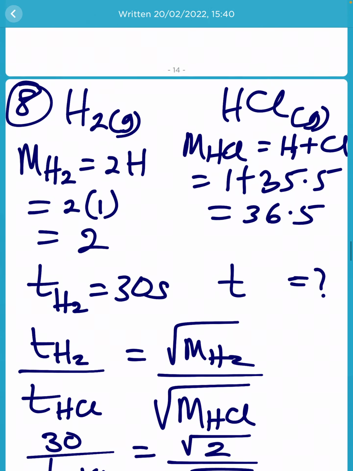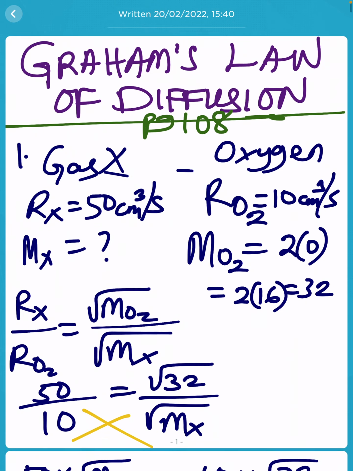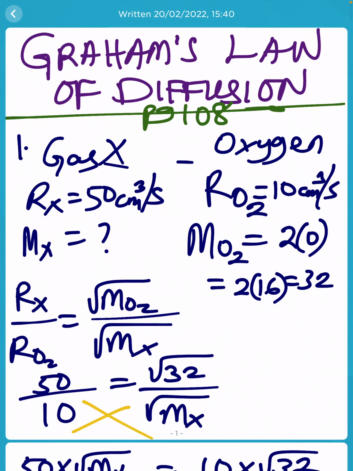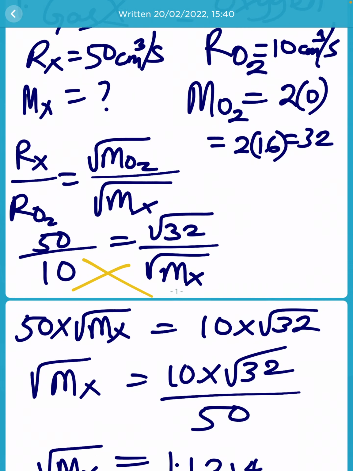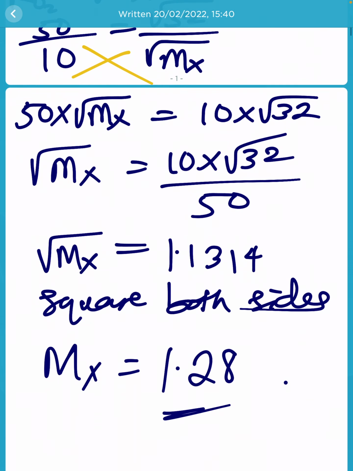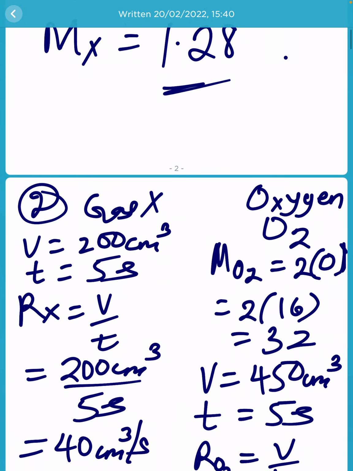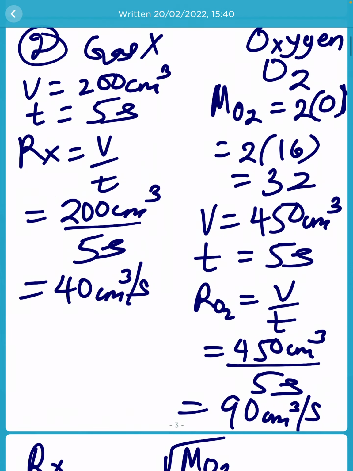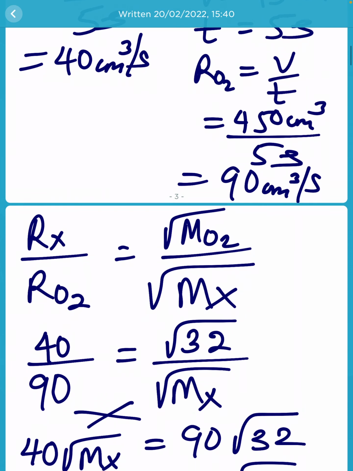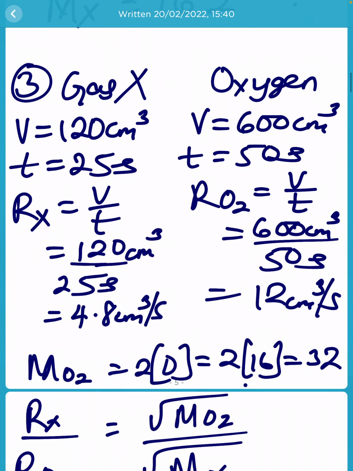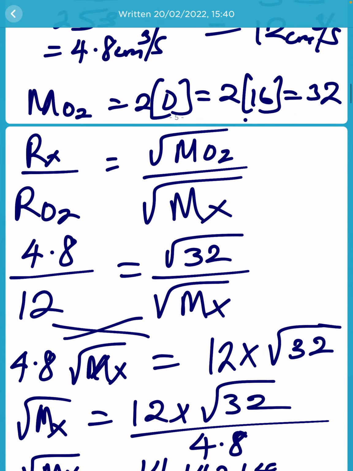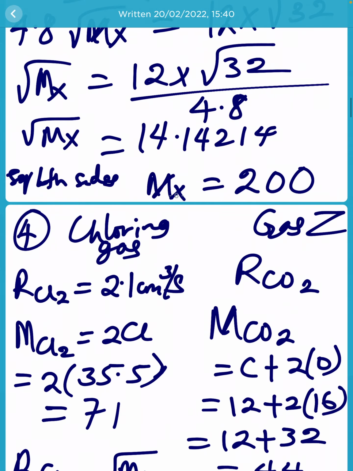Let me scroll again from number 1 to the end, so that you can pause wherever you need to pause. This is the title. The exercise is on page 108. I started from number 1, did number 1, then did number 2. Number 2 is here. Then I did number 3. The questions are all pretty simple, just almost the same thing going on.